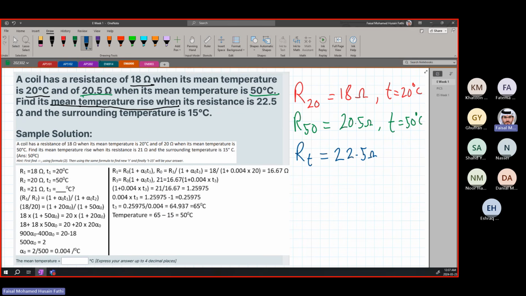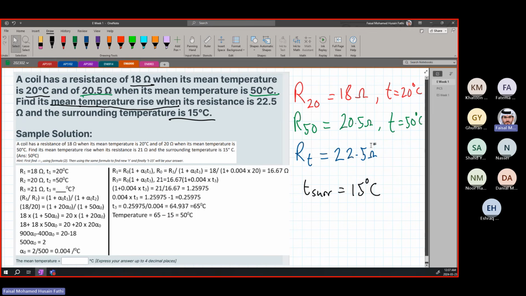And the surrounding temperature is 15 degrees Celsius. So T surrounding is equal to 15 degrees Celsius. Remember, it says temperature rise, meaning how much the temperature is rising from the 15 degrees Celsius. So we need to find the difference in temperatures later on. So what do we do here?